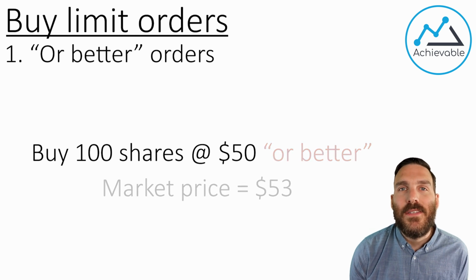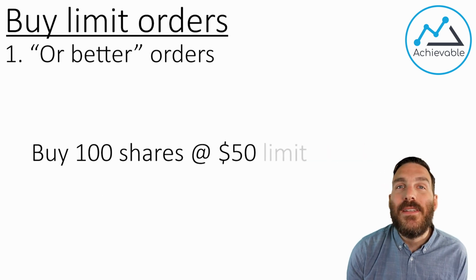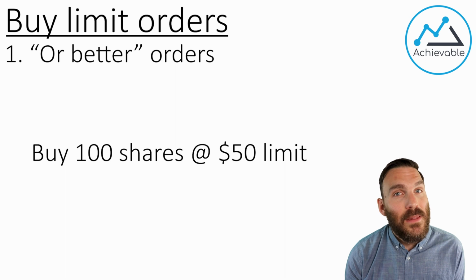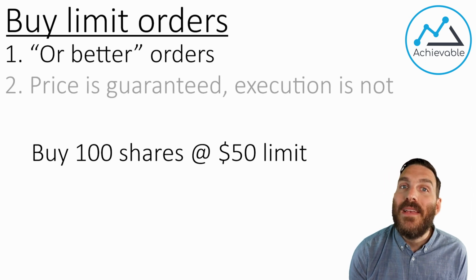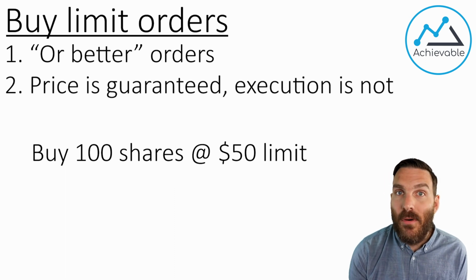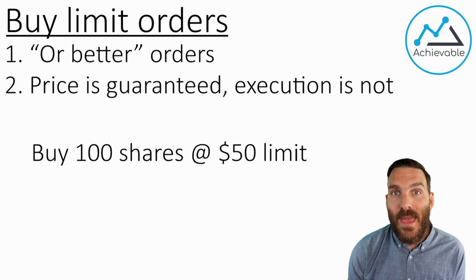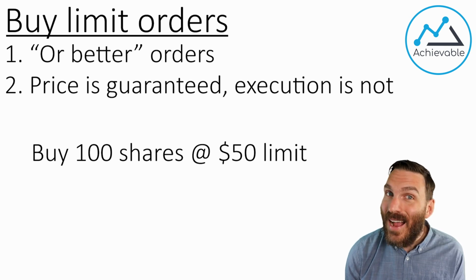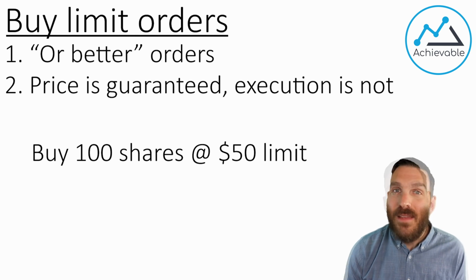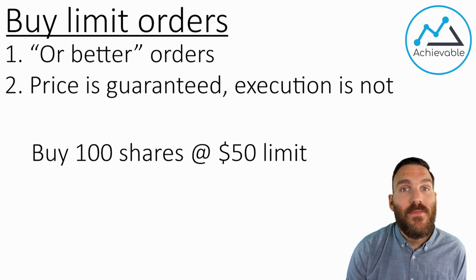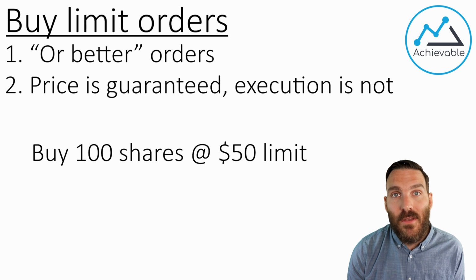And this helps us transition to the second point, the guarantee that a limit order provides. Limit orders provide price guarantees. In our example, we know that the investor is not going to pay more than $50 per share for the stock. That's the good of it. What is not guaranteed is execution. The investor's order will not go through if the market price does not fall to 50 or below.